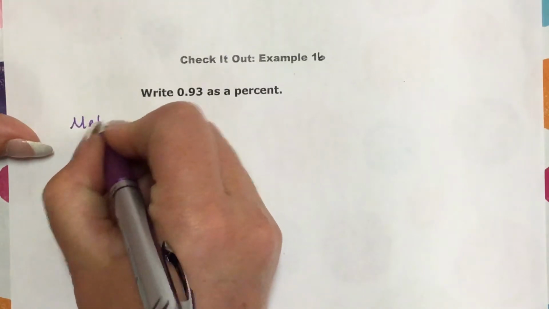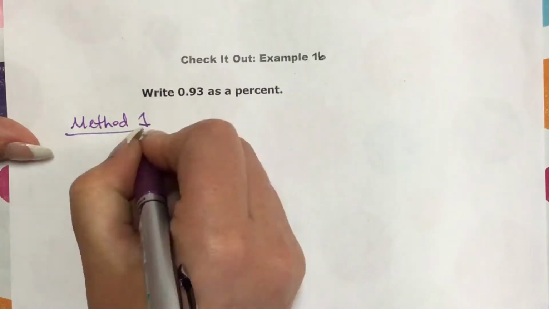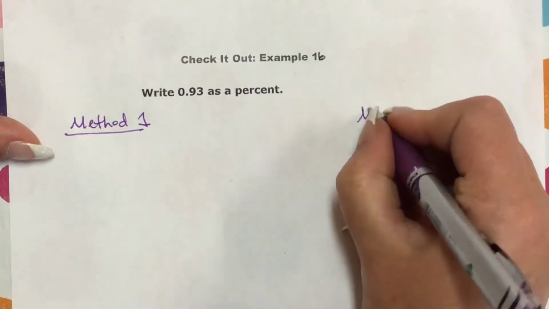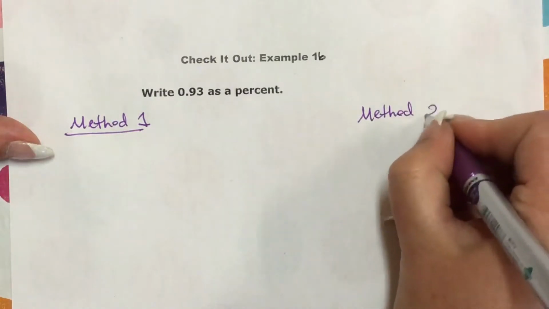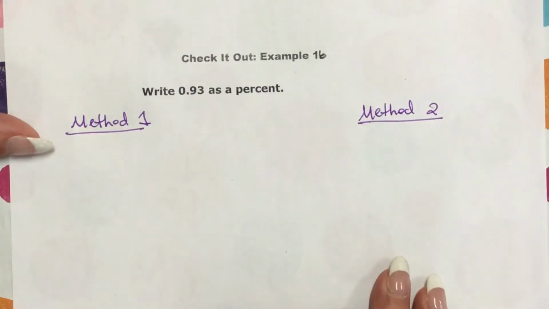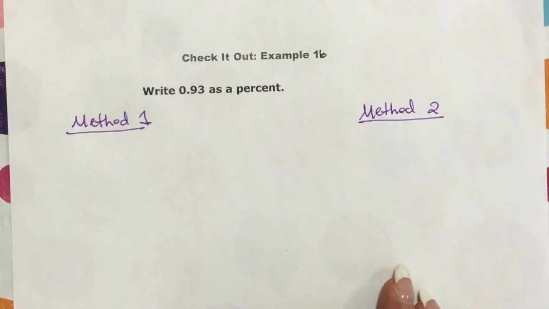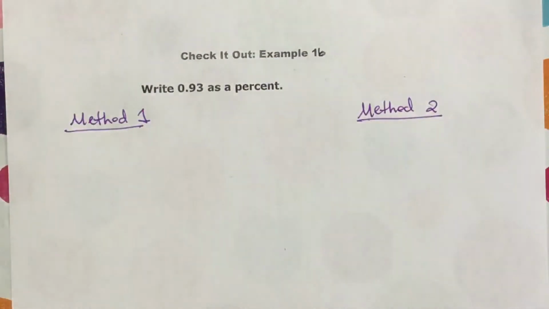I want you to do method 1 and method 2. Okay? So where's our friend, the pause? Oh, here's the pause dragon. Remind you to pause, work this out. When you get done, press play and we'll talk about it.